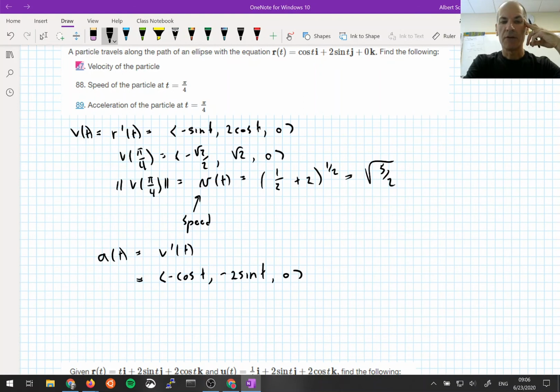That's the acceleration vector. What's the acceleration at time t equals pi over 4? That's just evaluating the acceleration at t equals pi over 4. That's minus root 2 over 2.